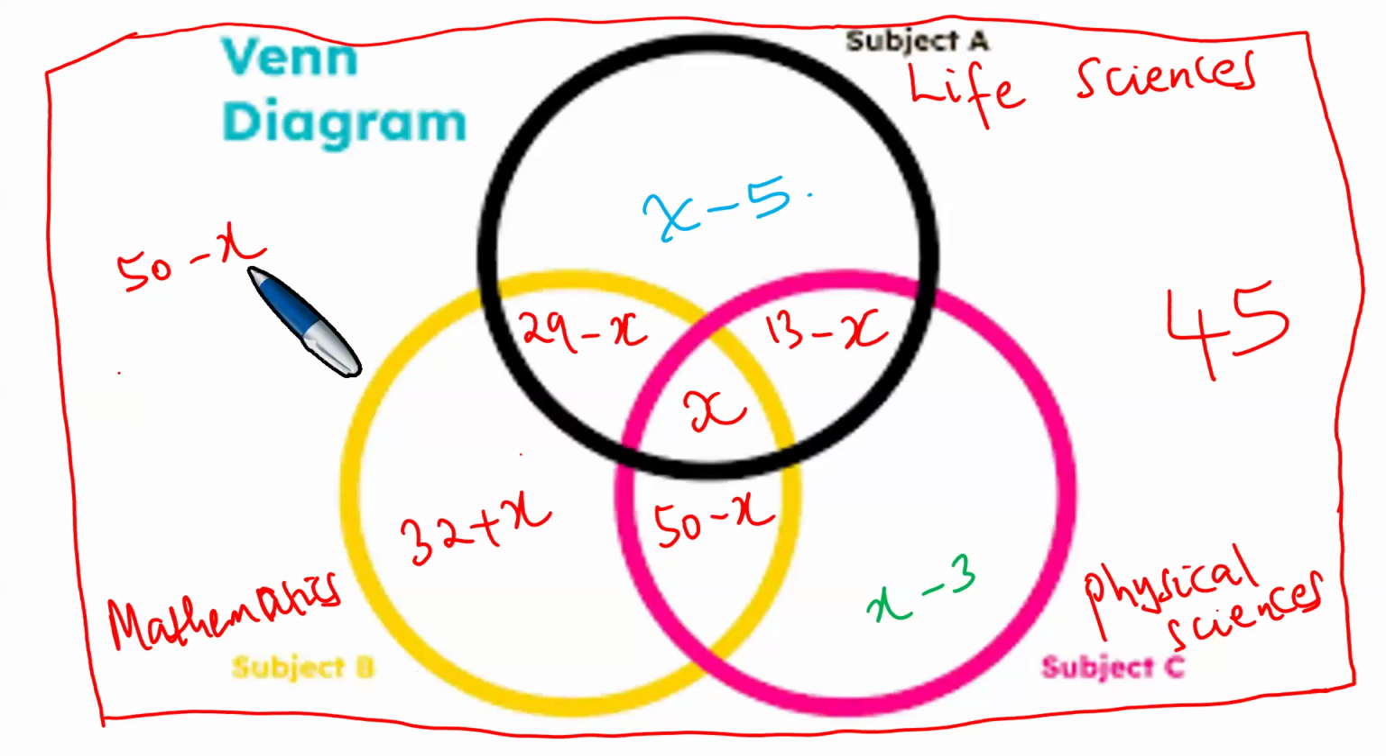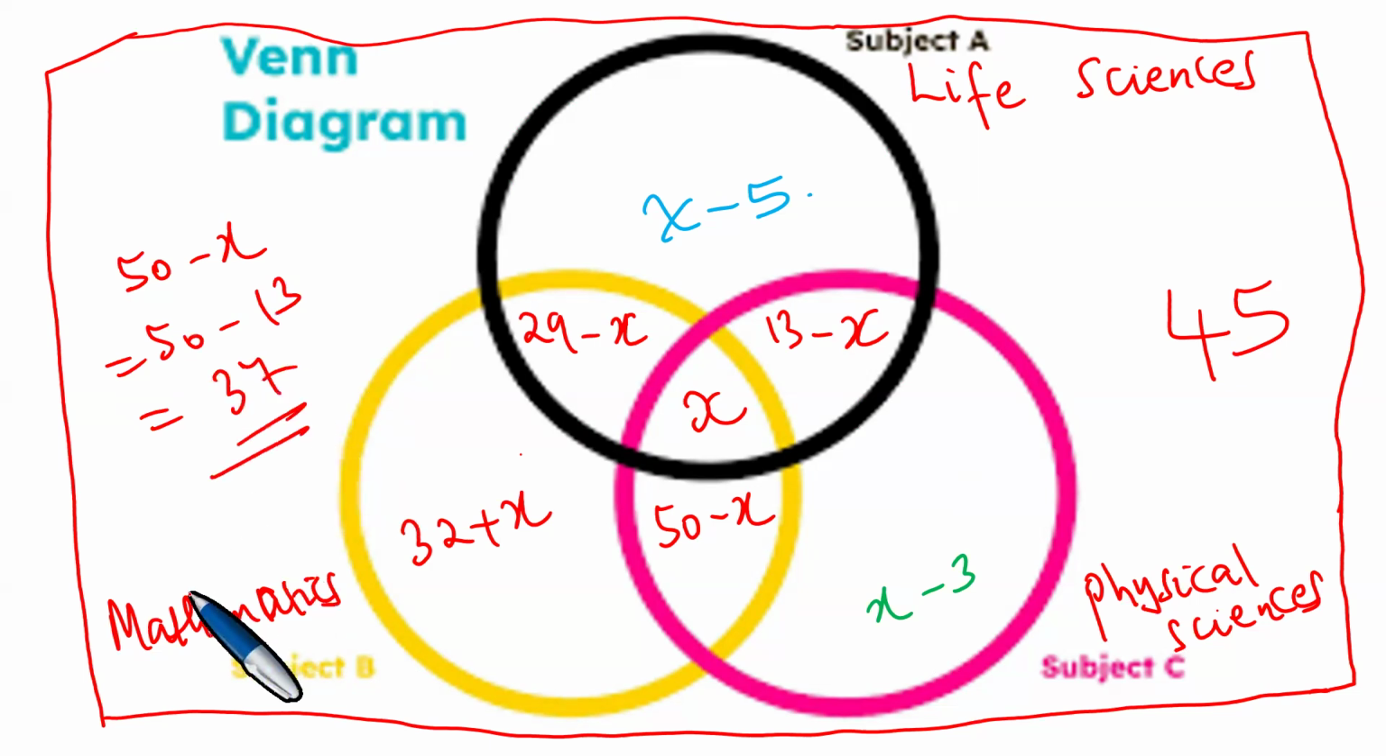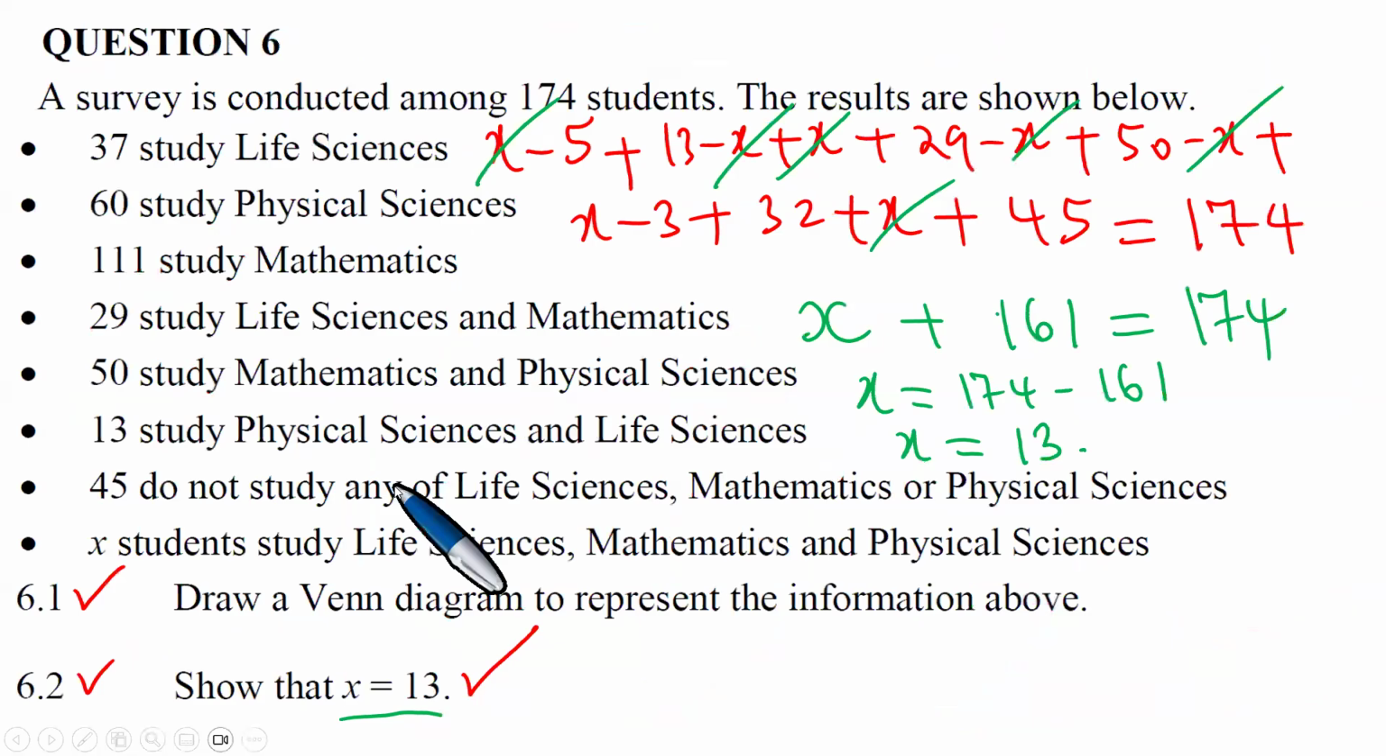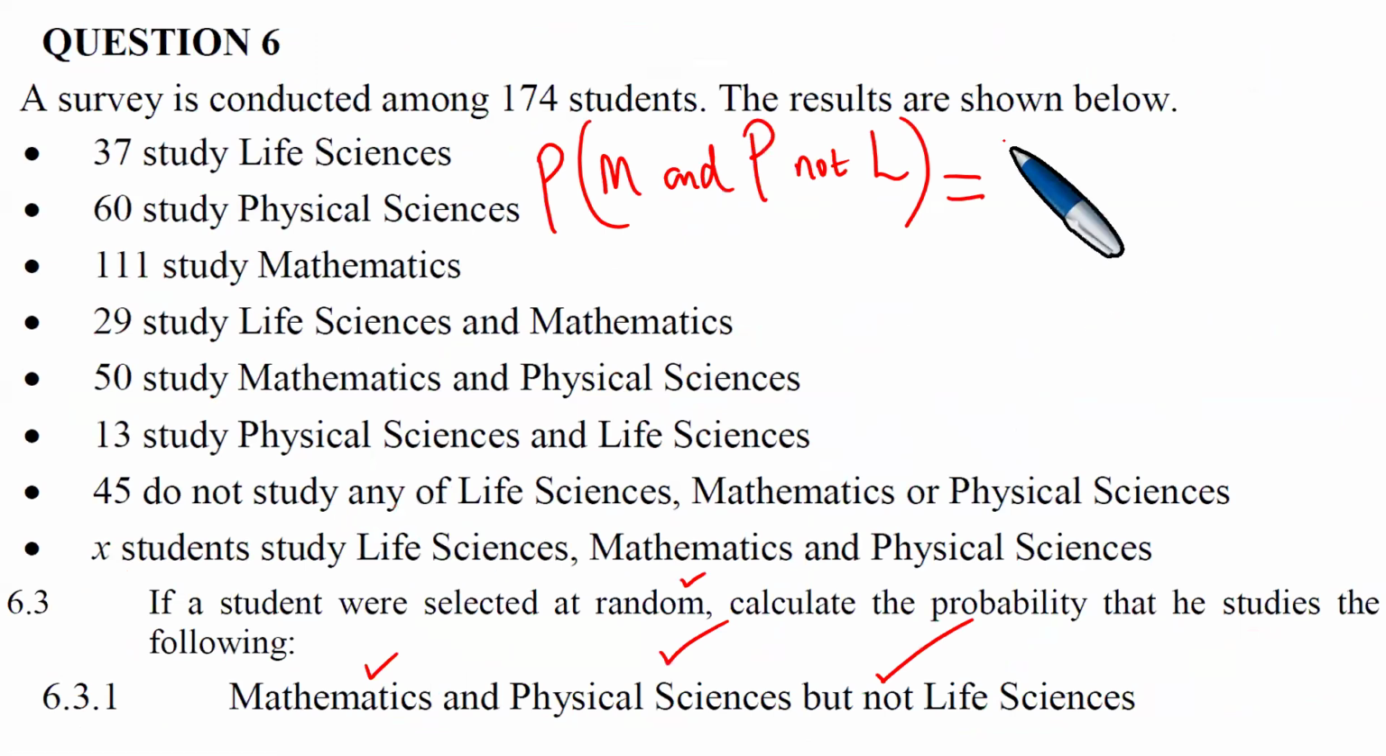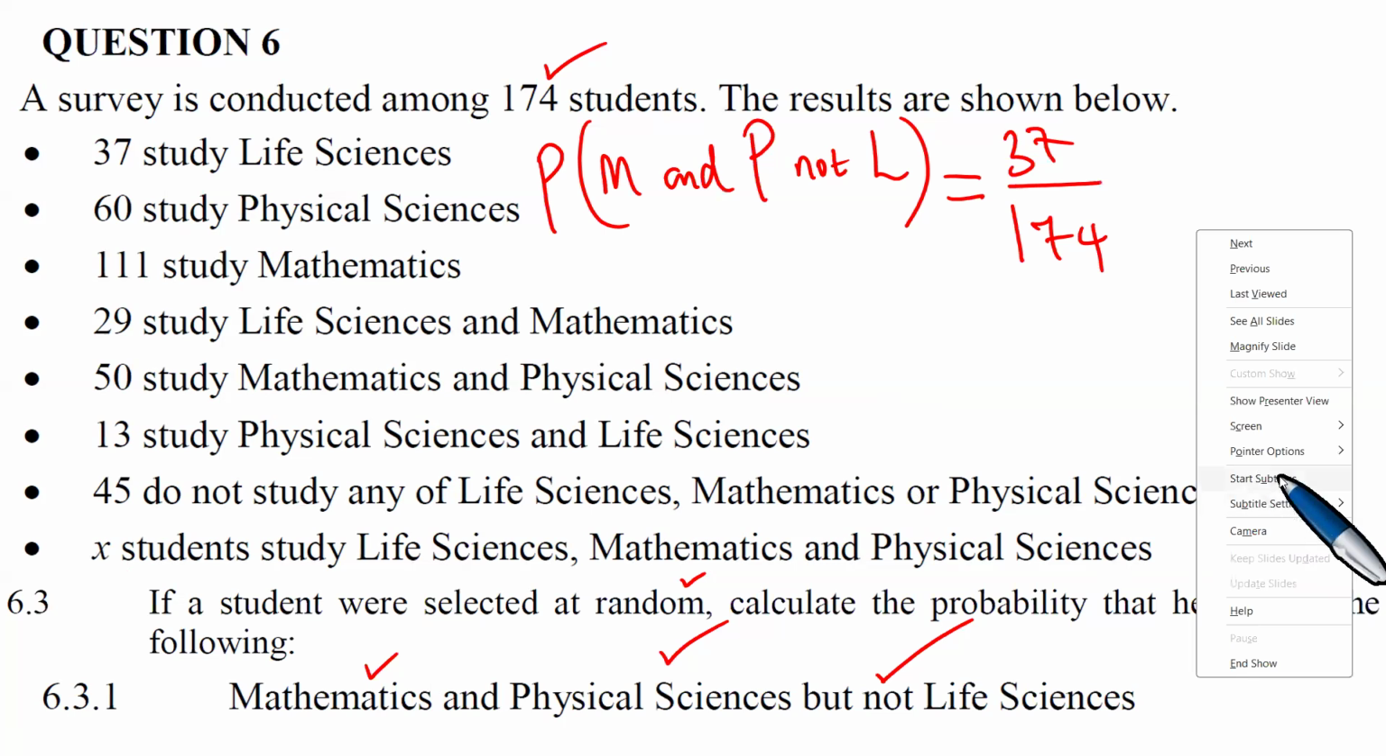50 minus X, which is 50 minus 13. What is 50 minus 13? 37. So in other words, here you'd have 37 when X is 13. So this would be 37 divided by the total, 174. And we take a calculator to find the probability, because we are discussing probability today.